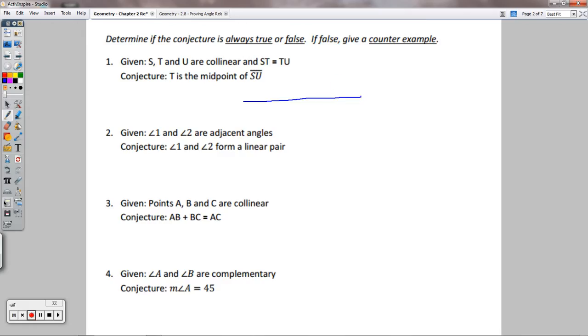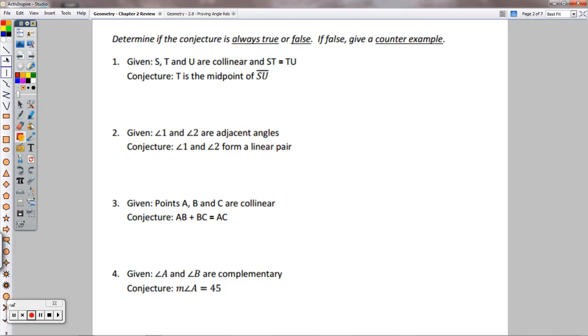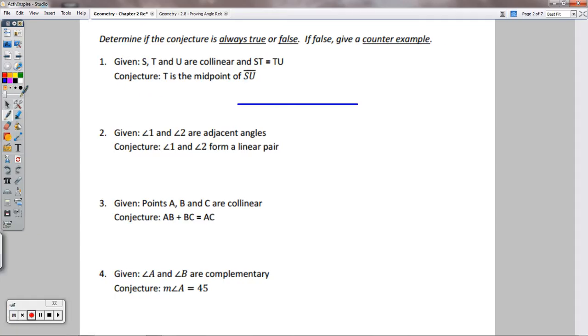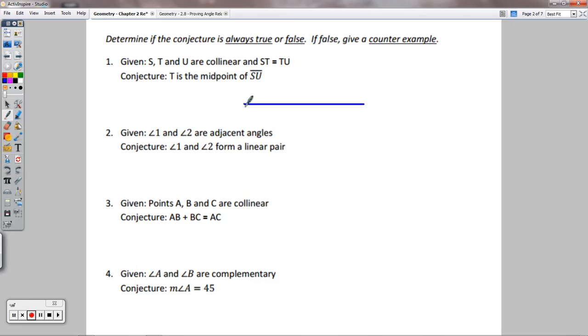I am going to get out my line tool. Make a little better line like that. Keep stuff in blue though, okay. So collinear, they're either on the same line or same segment, something like that. I'm going to say that this is S, and it says S, T, and U are collinear, so on the same line here. And ST equals TU.